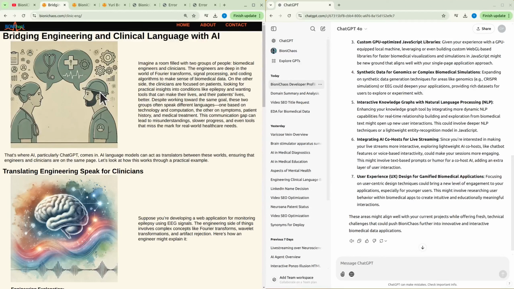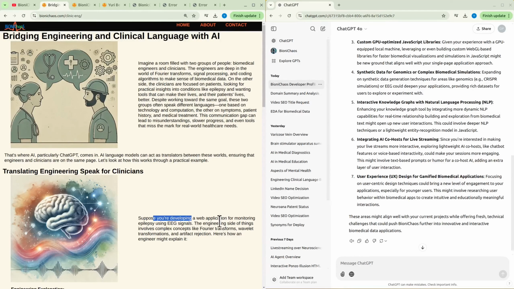Clinicians and engineers tend to speak different languages. In this case, I don't know why we have a construction engineer. It's meant to be a biomedical engineer. It's hard to know what biomedical engineers wear. But yes, it's a biomedical engineer talking to a clinician.